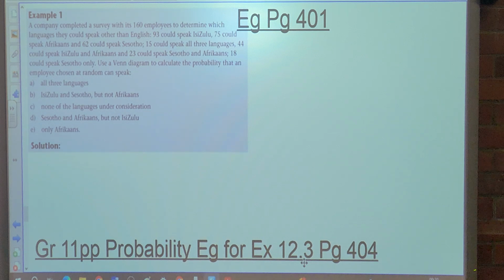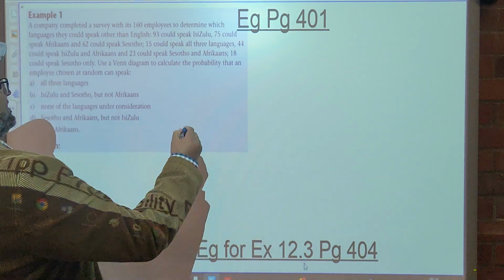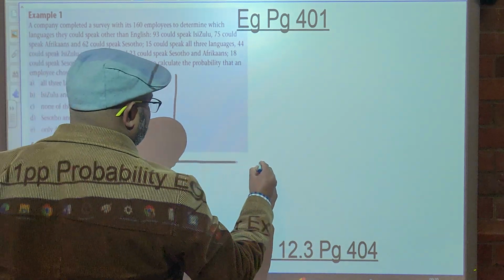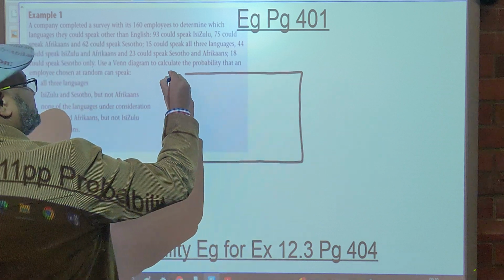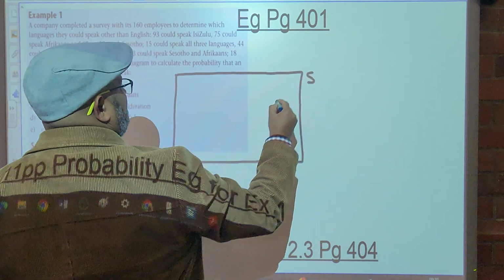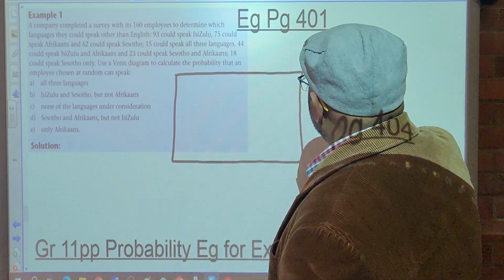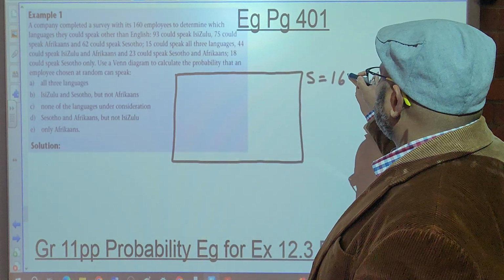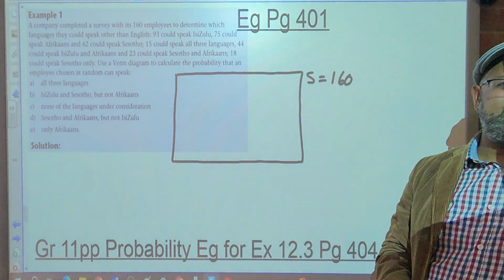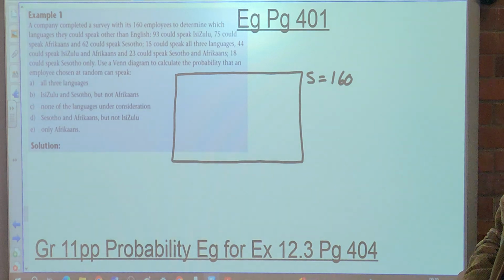Okay. So what we're going to do is go into a Venn diagram. So this is normally a sample space. If there are 160 employees at this workplace, the sample space must add up to 160. You all agree with that?